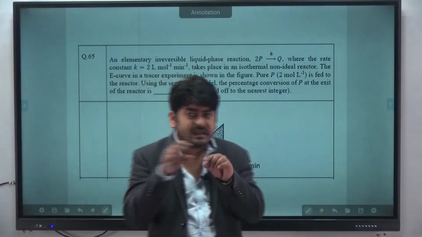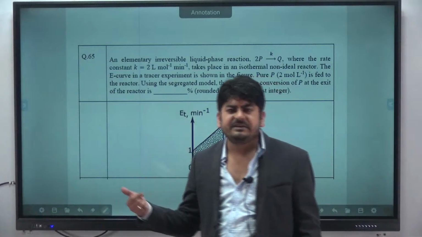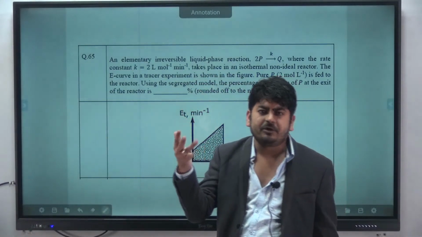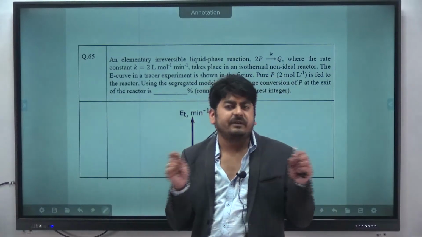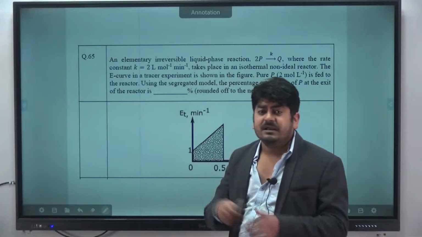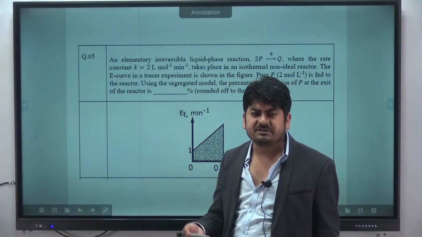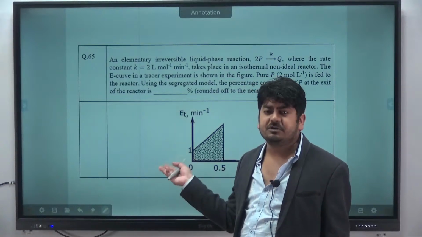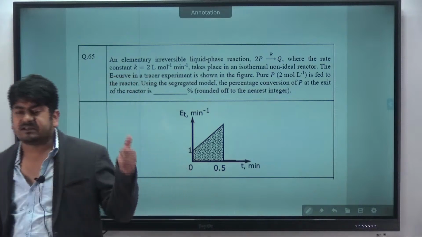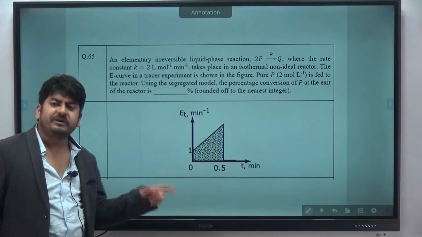If you see the syllabus, it is not mentioned that you have to study the segregation model, because in non-ideal reactors there are three types of models: zero parameter, one parameter, and two parameter models. In your syllabus they have mentioned only the one parameter model, but if you look at previous year questions, they have asked about the segregation model multiple times. First in the year 2000, then in 2019, and now in 2022.